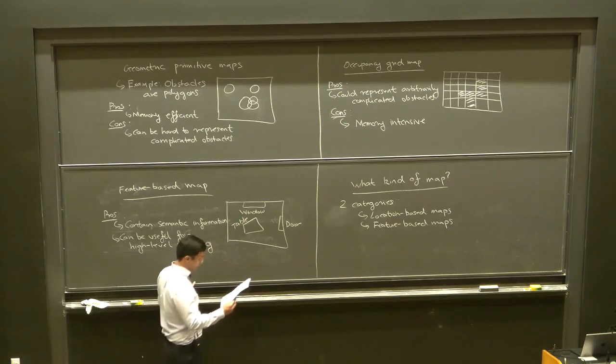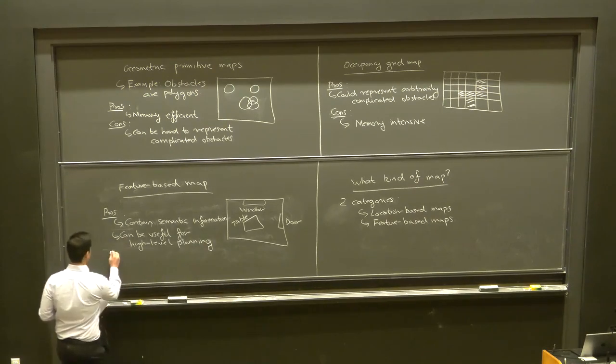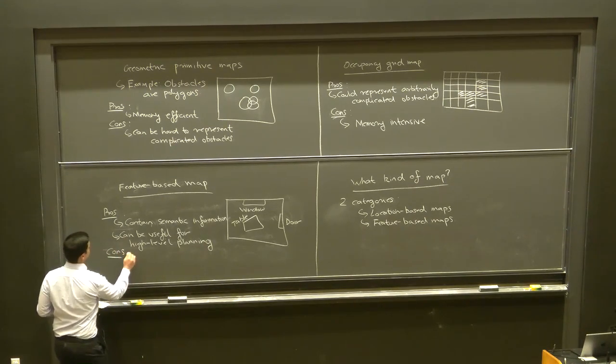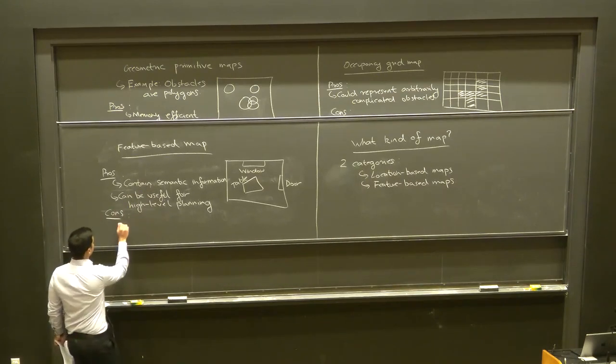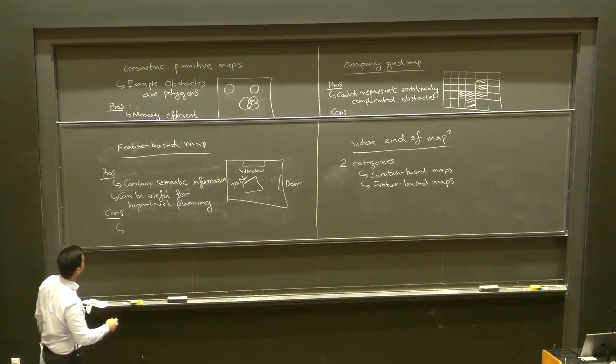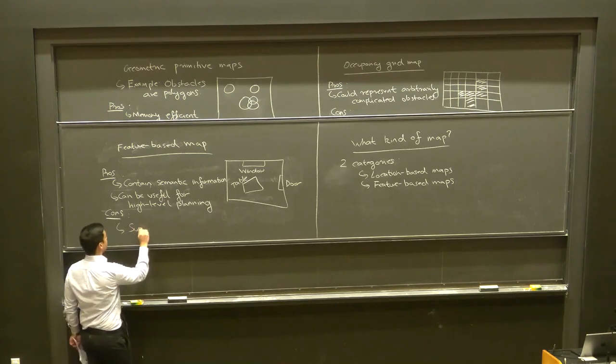Okay. Oh yeah, the downside of purely using semantic information, just feature-based maps, is that it's hard to do obstacle avoidance, right? So it doesn't really support.